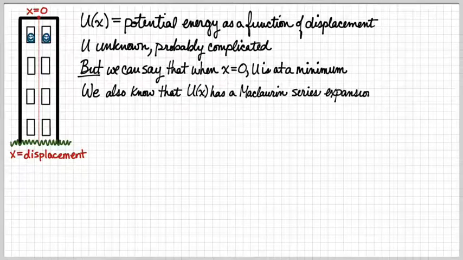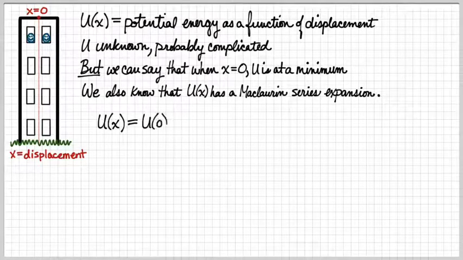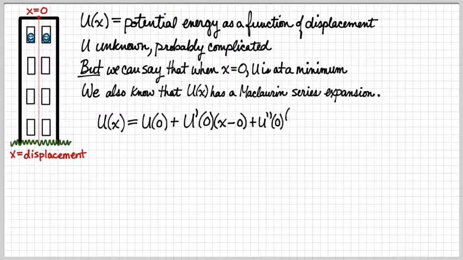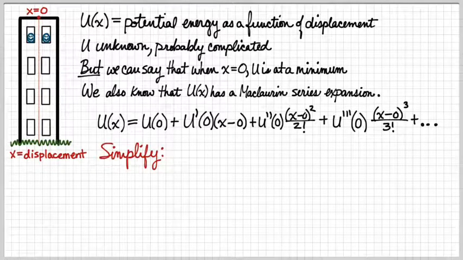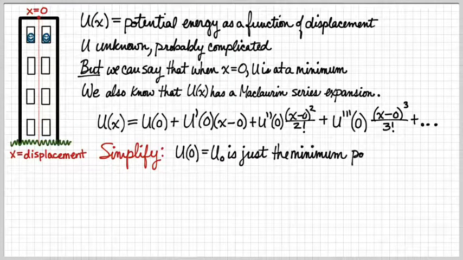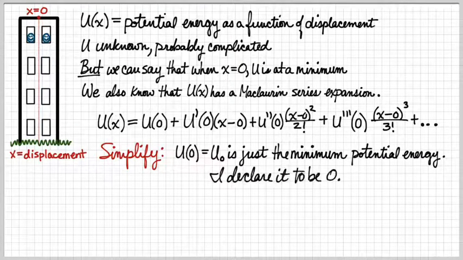Now, for some math. We know that U of x has a Maclaurin series expansion, and here it is. A is equal to 0. I've abbreviated dU/dx evaluated at 0 as U prime of 0, etc. I really need to simplify this. I know that U of 0, or U naught, is the minimum potential energy. This means I can get away with assigning U naught equal to 0. This is very common practice.